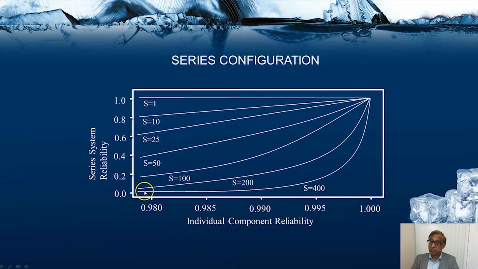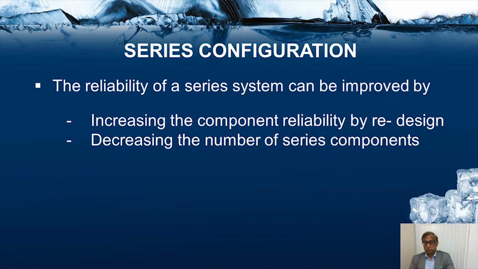If you want to increase the reliability, you have to have very high component reliability, almost 100%, so that you can get a high system reliability. Okay, so series configuration summary. The reliability of a series system can be improved by increasing the component reliability by redesign. So you have to redesign the system, meaning you have to find a way to increase the reliability, or you can also improve the system reliability by removing or decreasing the number of components.